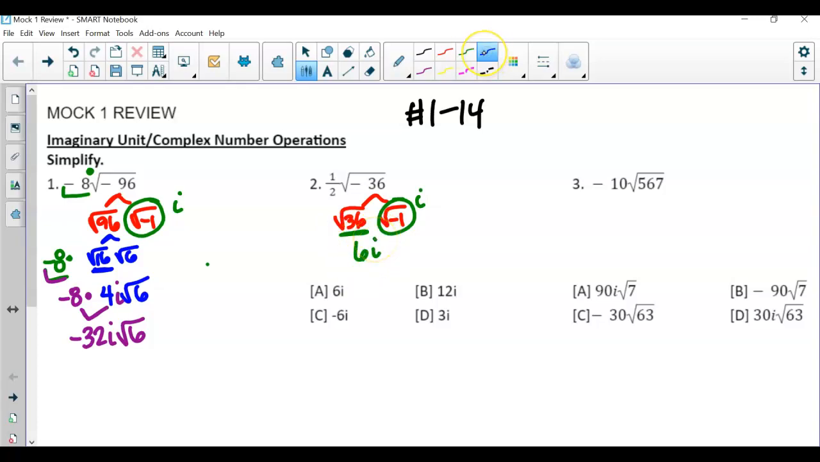But is this our final answer? No, because notice how we do need to take half of that. We're going to multiply by 1/2. So half of 6 is 3. That's why the answer is D, 3I.